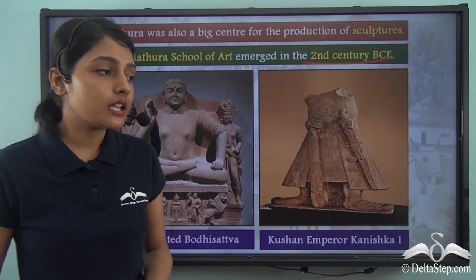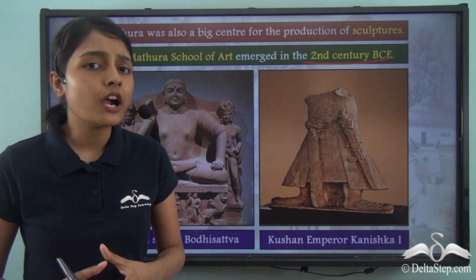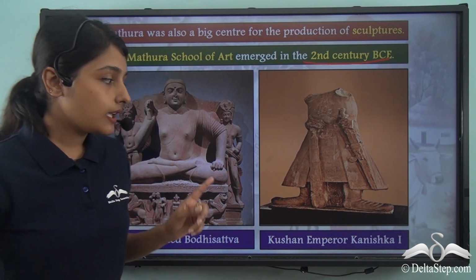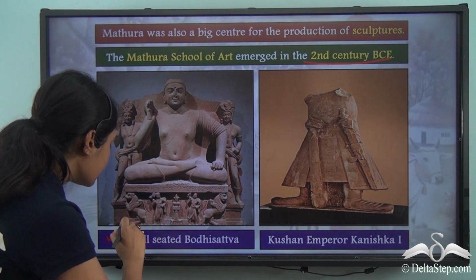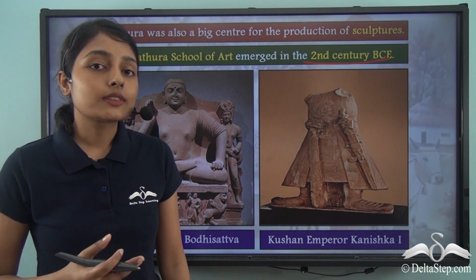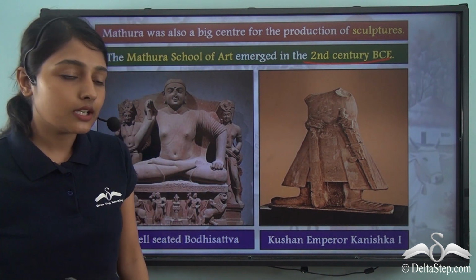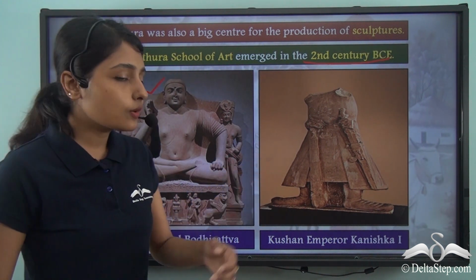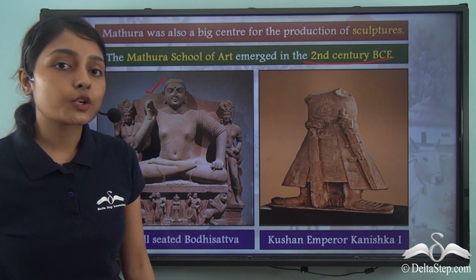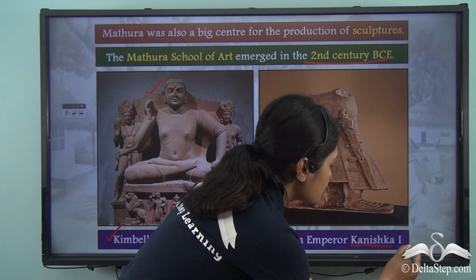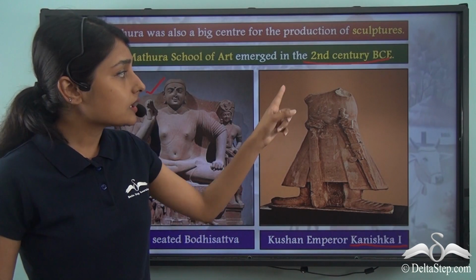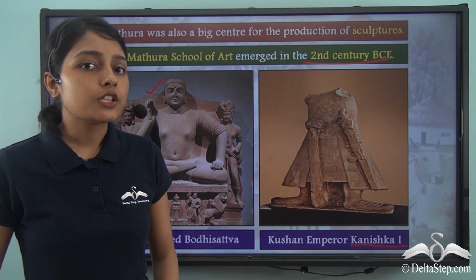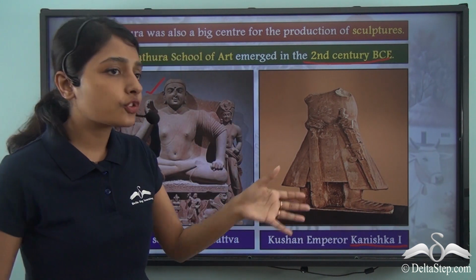Now here on the screen you could see two of the many marvelous sculptures that were made in the Mathura school of art. Here you can see the Kimball seated Bodhisattva. Now this is a religious sculpture because Bodhisattva was Lord Buddha. And here you can see a sculpture of the Kushan Emperor Kanishka I. Now here you cannot see the head of the sculpture of Kanishka I. You could see only from his torso.